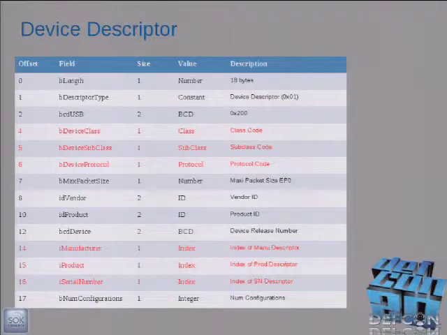And other things like packet sizes. And then we have a manufacturer ID and a product ID. And in some cases, a serial number that has to be filled out.